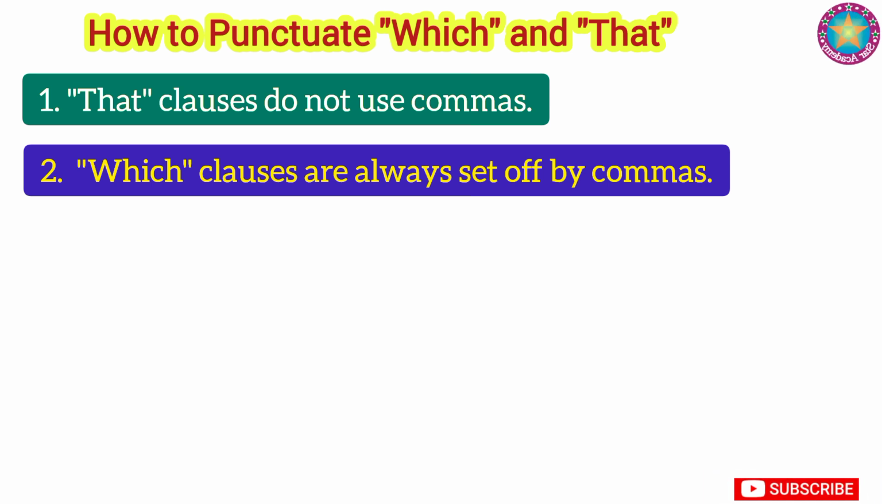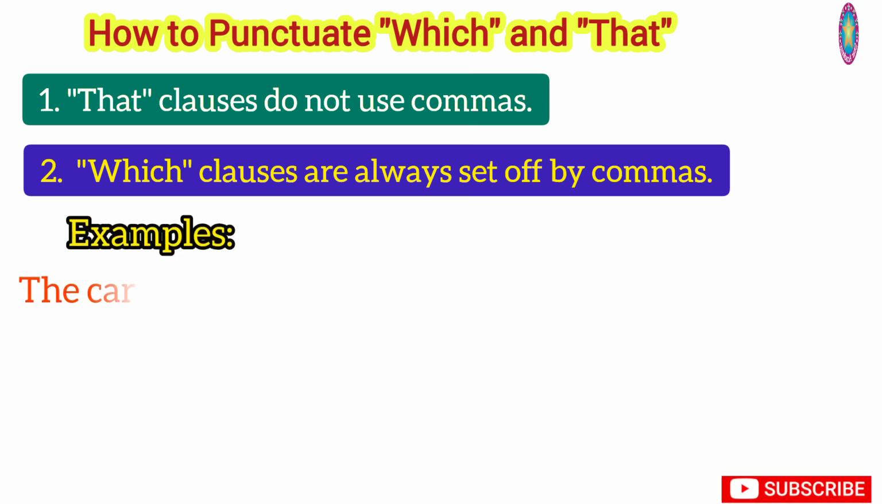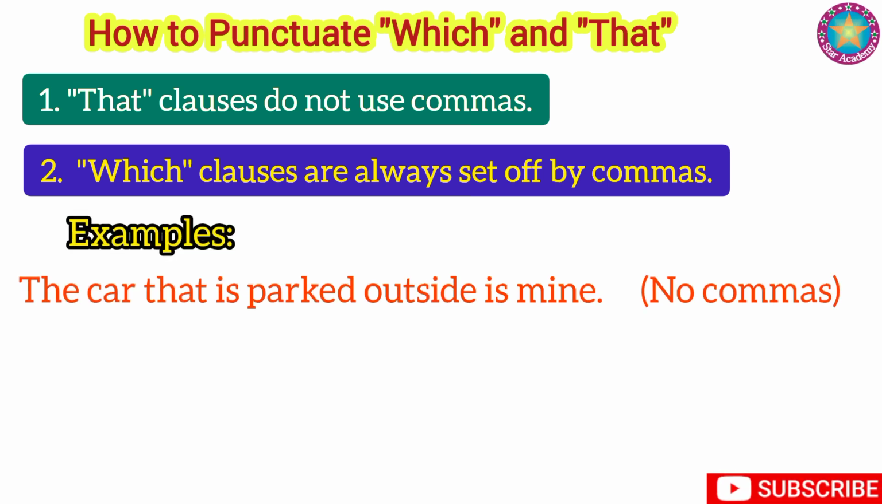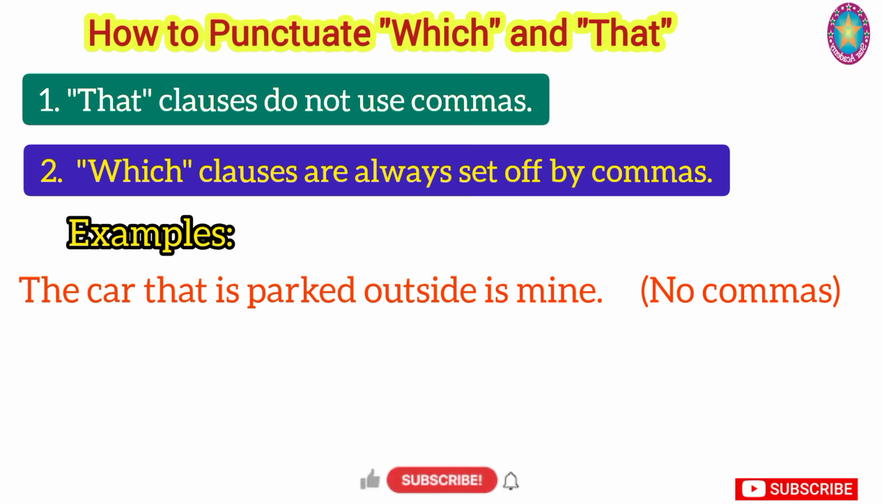Let's focus on how punctuation affects meaning in these two examples. The car that is parked outside is mine. In this sentence, the phrase that is parked outside is important because it tells us which car we are talking about. Without this information, we wouldn't know which car is being referred to. Since the detail is necessary, we don't use commas around that.